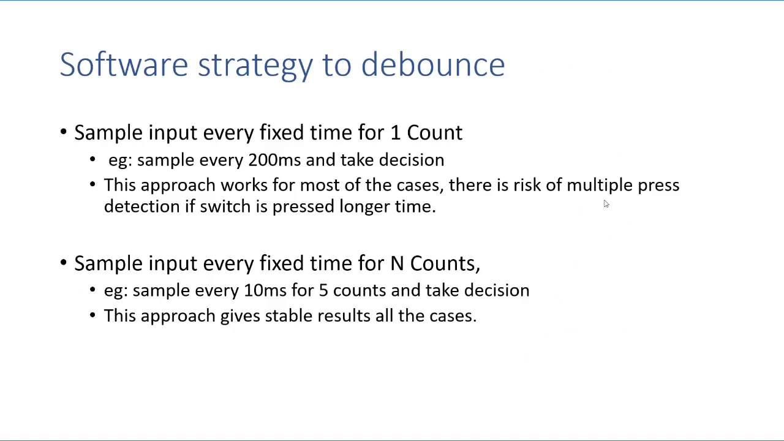Software strategy to debounce. When we read the switch input in the loop function, or inside the while one loop in embedded C, the switch can be detected many times, because a user normally holds the switch for around 50 to 100 milliseconds, maybe up to 1 second sometimes, depending upon the user. The switch input will be active for 50 milliseconds to 1 second.